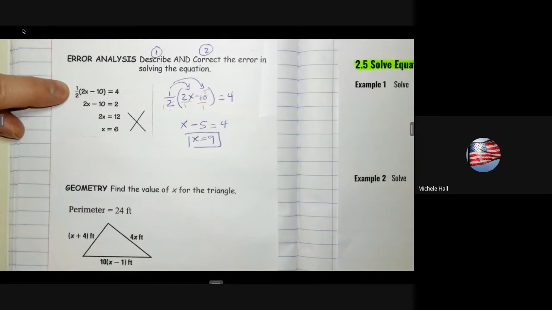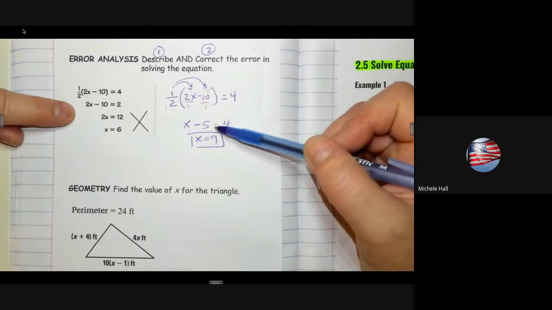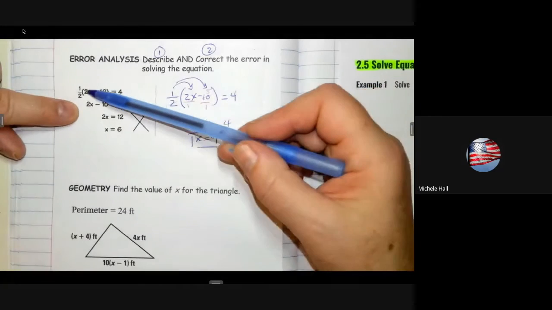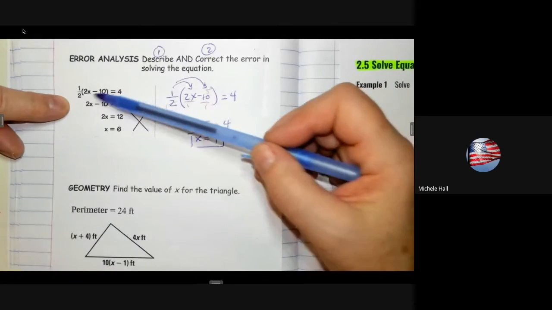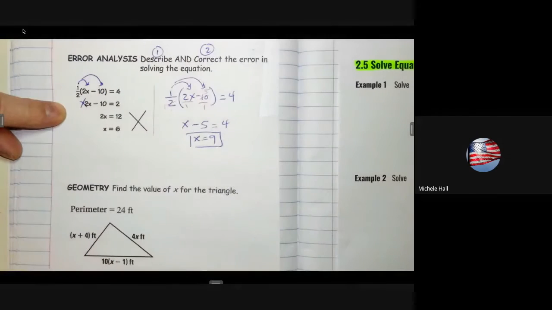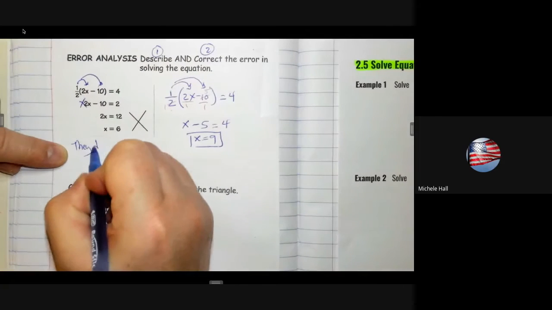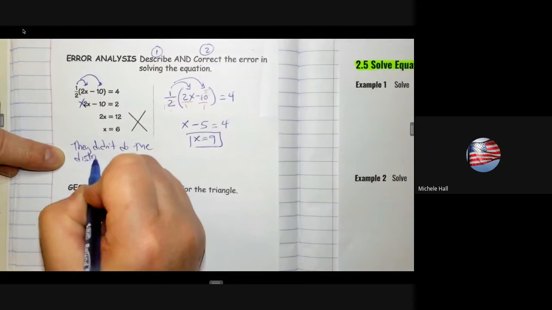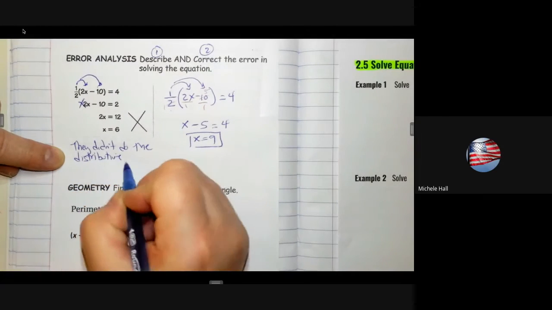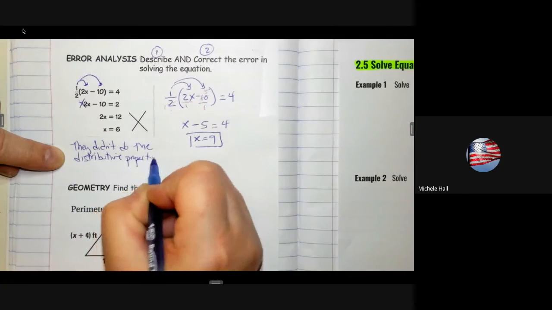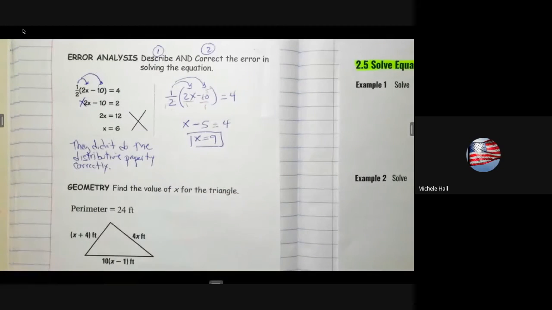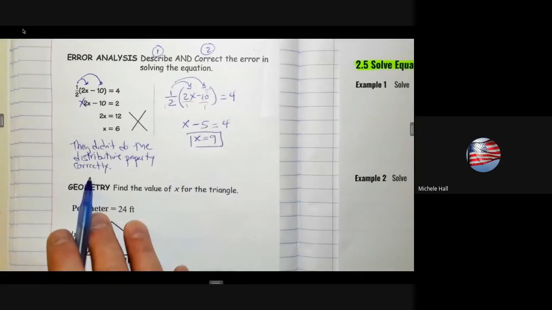Now let's see what they got and try to find their mistake. All right, so if I look at the very first step, why does mine look different than theirs? They just did a half of the 4, but they didn't do the half where it actually needed to be done. So they didn't do the distributive property correctly. And this is wrong. Done. I've corrected it, and I've described what the mistake was.